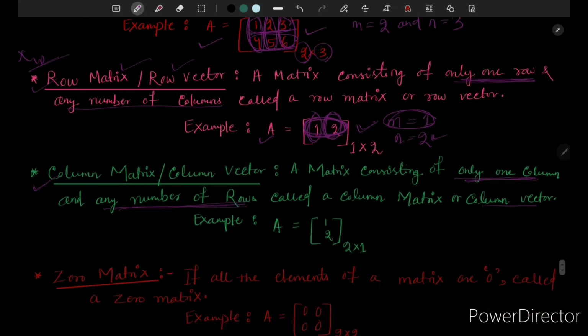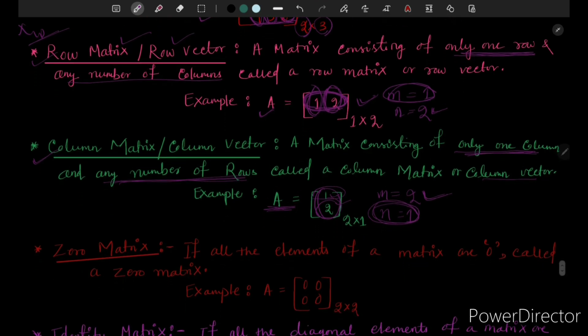In this example, A has entries 1 and 2. So we have only one column and 2 rows. Here m, that means rows, equals 2 and columns, n, equals 1. So we have only one column and 2 rows. This is called a column vector. This is also important.